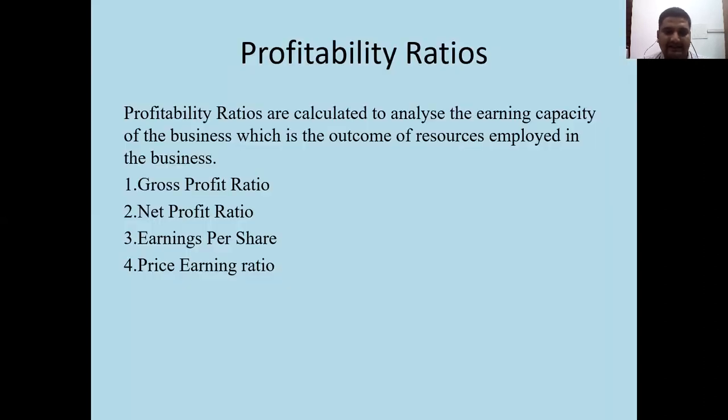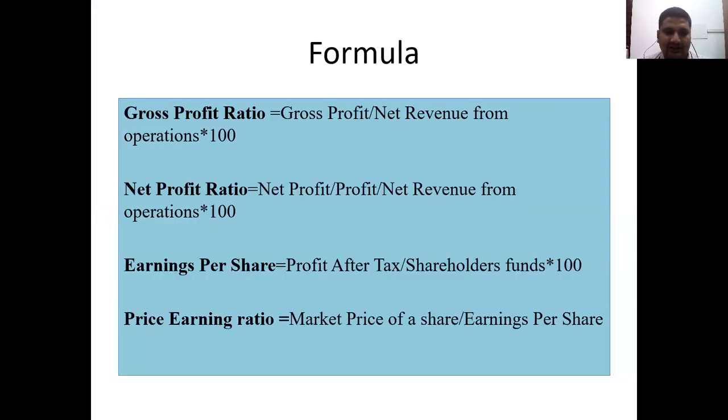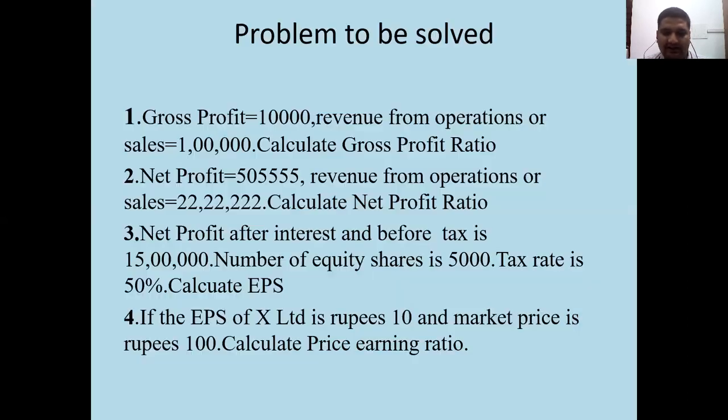Profitability ratios: we can see here the gross profit ratio, net profit ratio, earnings per share, and price earning ratio. There are formulas given here. Gross profit ratio as well as net profit ratio is calculated over net revenue from operations into 100. Earnings per share equals profit after tax divided by shareholders' funds into 100. Price earning ratio equals market price of a share divided by earnings per share. So problems are to be solved.